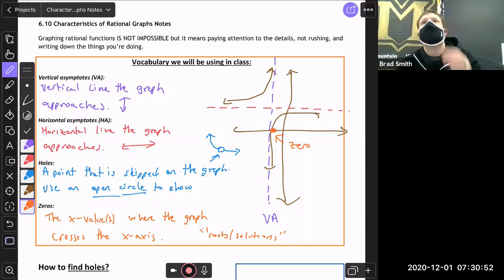So yeah, vertical asymptote, which is a vertical line the graph approaches but does not cross. A horizontal asymptote is a horizontal line that the graph approaches. A hole is a point that is skipped on the graph, and we're going to use an open circle to show the hole. And these zeros are the x values where the graph crosses the x-axis. All right. Pause, I'll give you a second to write all that down.